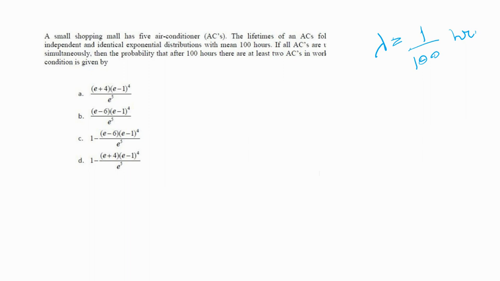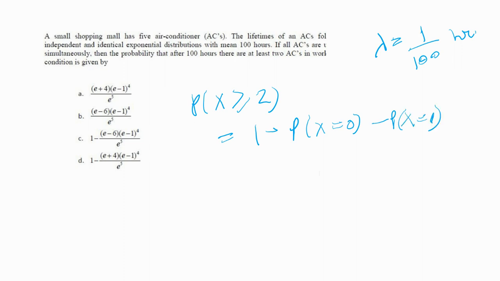Now we want to find the probability that X greater than or equal to 2. X is equal to 0 means no AC works after 100 hours.